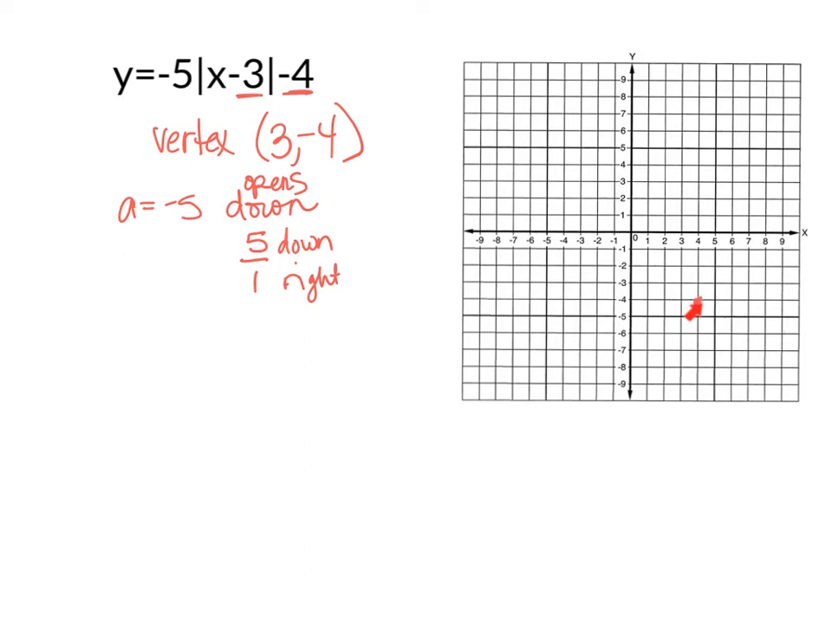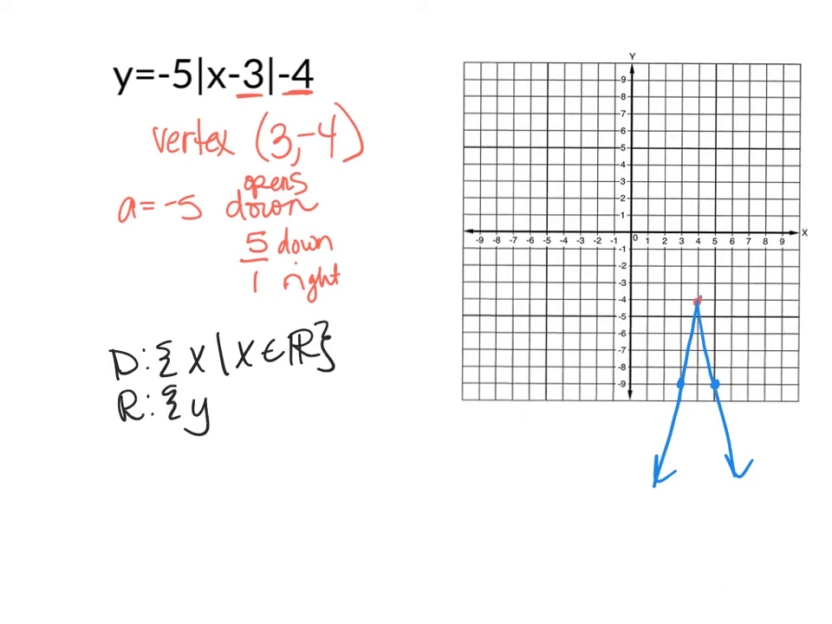And we're going to go down 5/1, and then down 5 and left 1. So down 5/1, down 5/1, left and right. Again, my domain is x such that x is contained in the set of all real numbers. And my range is y, all these values are less than or equal to -4. The vertex is part of the graph, so therefore it is equal to.